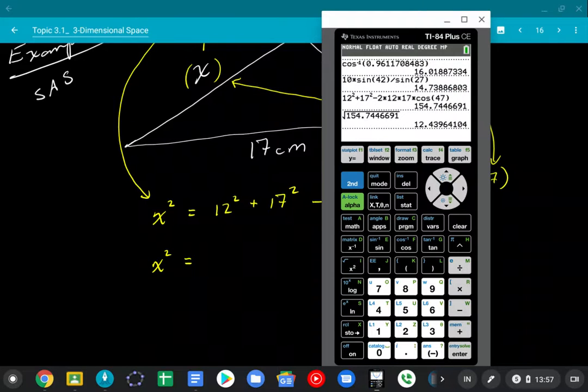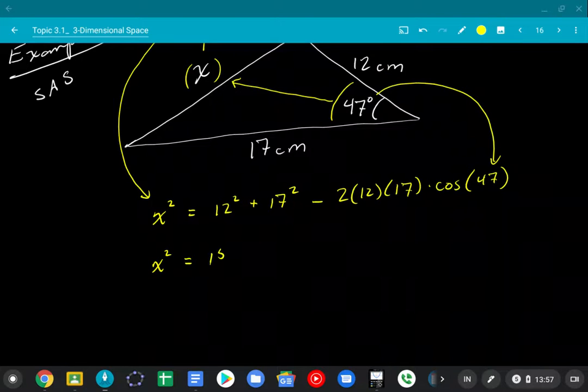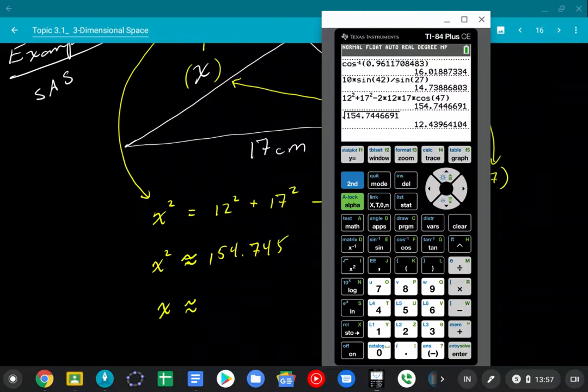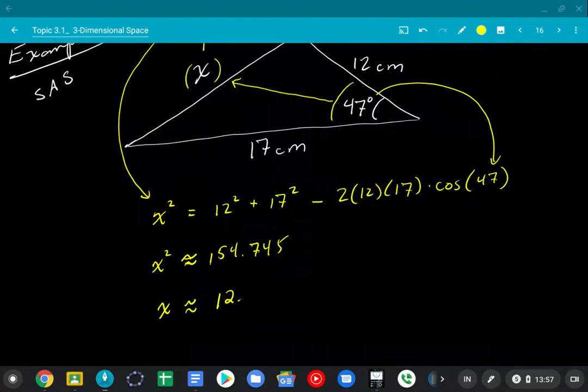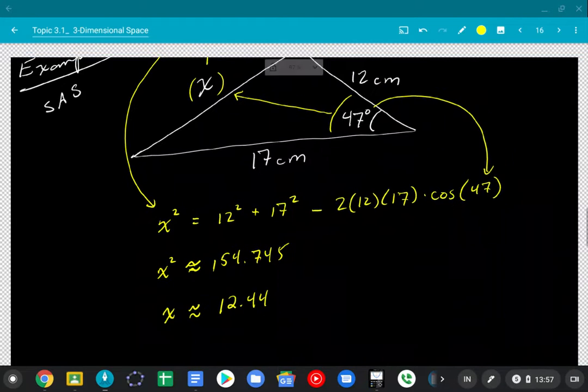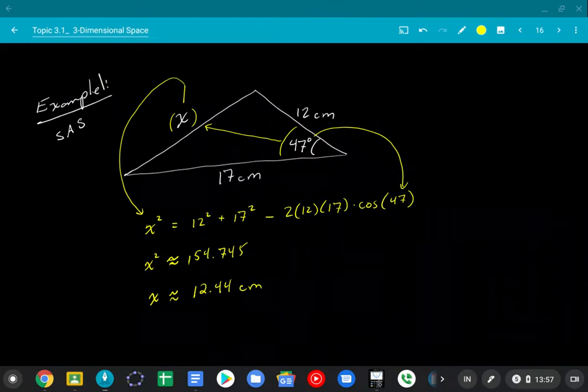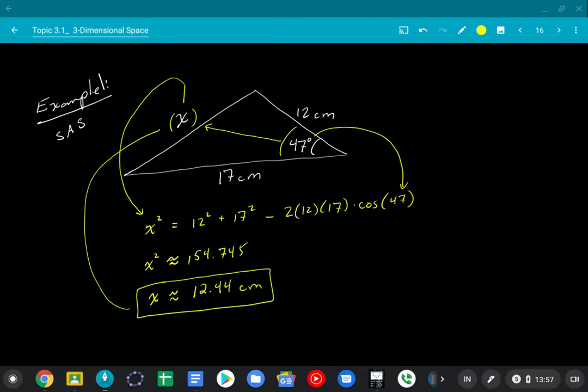So I have 154.745 approximately, and x will be approximately 12.44. And that is in centimeters, and we just found our missing piece. All right, but that's it. It's just substitute and evaluate. You just got to be able to use those formulas.